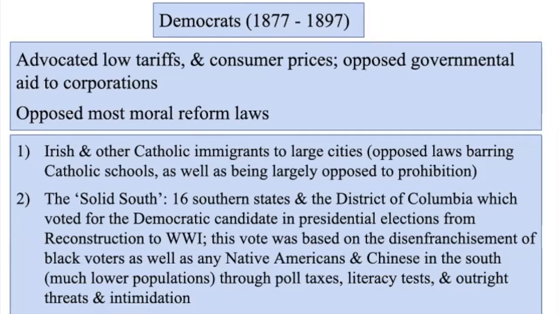The Democrats were generally split into two groups, which did not necessarily have much in common besides opposing the Republican Party.